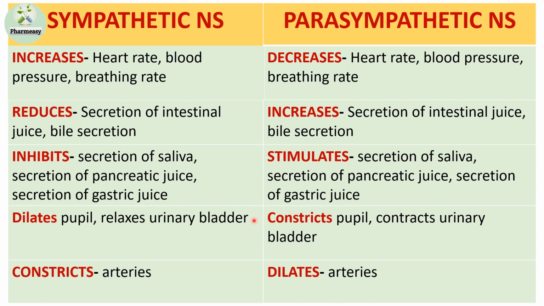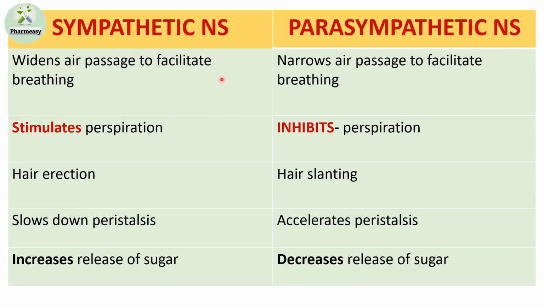In this, pupil dilated and urinary bladder relaxes. Here, pupil constricts and urinary bladder contracts. Constriction of arteries results in the increase of blood pressure. Arteries remain dilated or normal. In this, air passage or bronchi widens, but here it narrows or is in normal condition. It stimulates perspiration or sweating rate. And it inhibits perspiration. Erection of hair can be seen. In this, slanting of hairs.